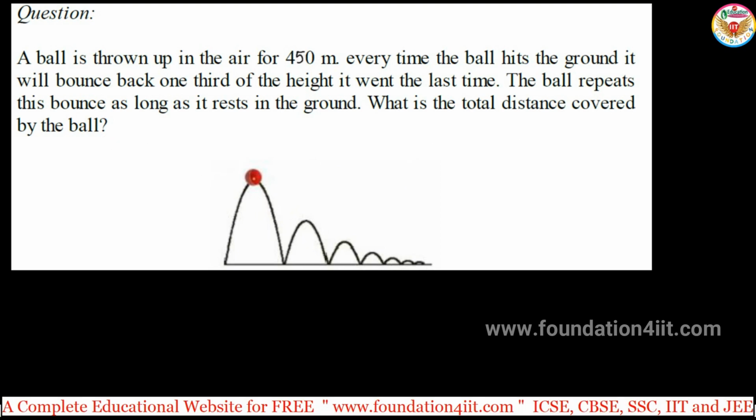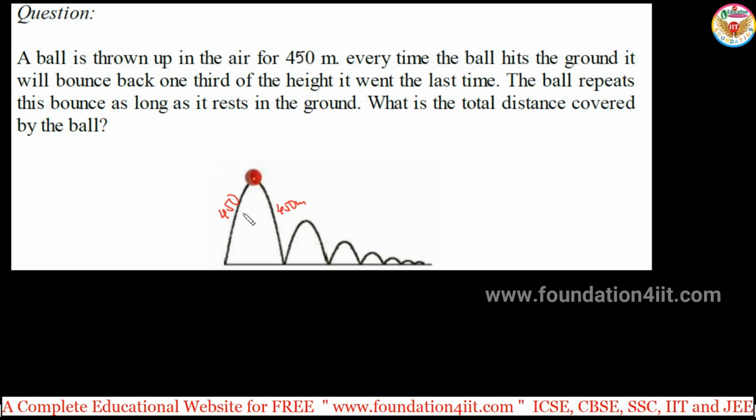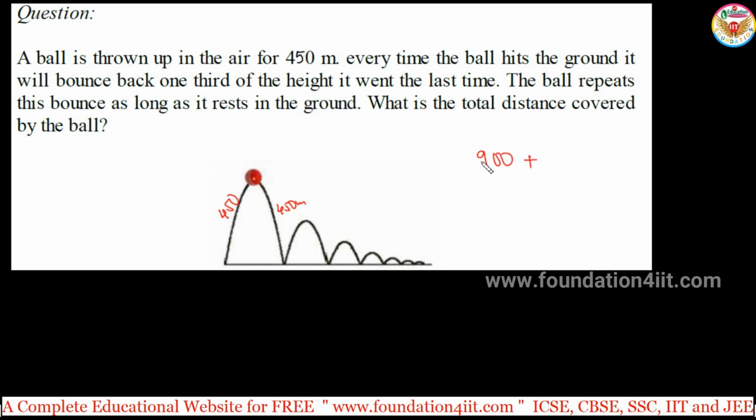Okay, it went to 450 meters above, and again returned 450 meters down. Next time it is 1/3. That means, if you make the series, just for going up and down, the distance covered is 900 meters. So the first term of the series is 900. Next time it's 1/3 of 450.